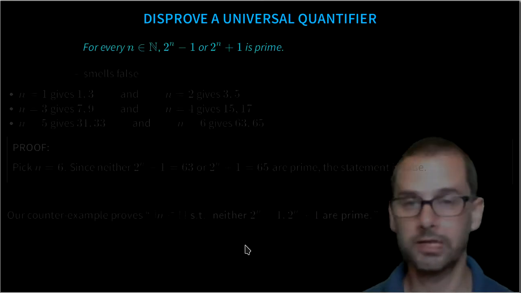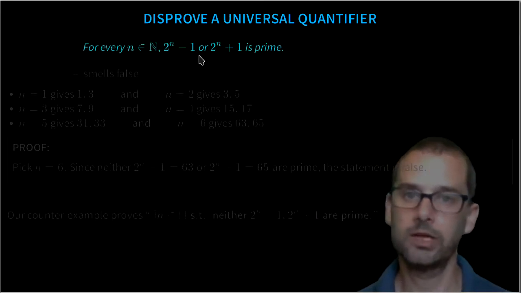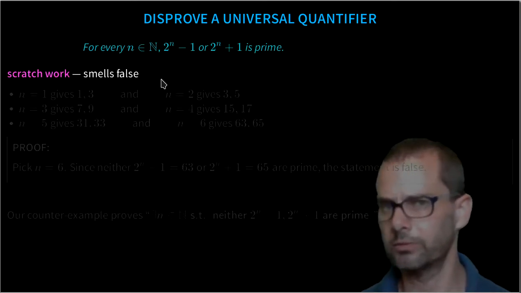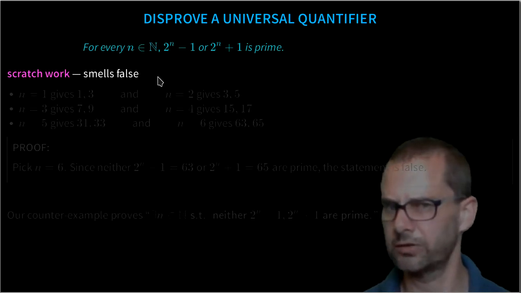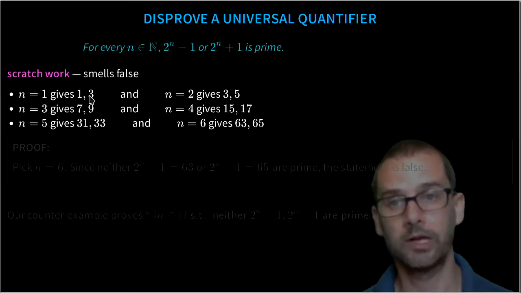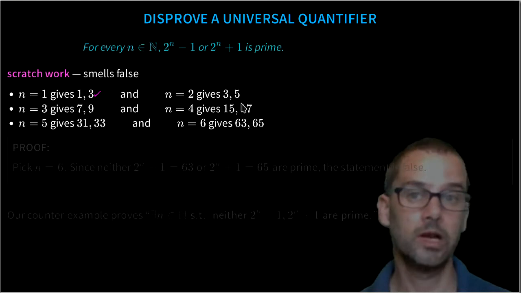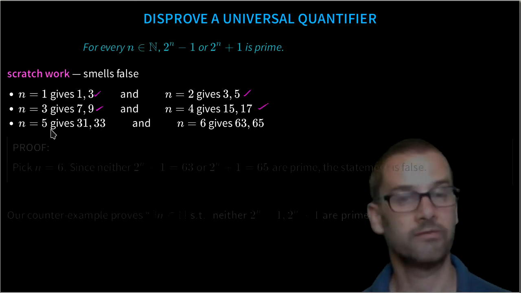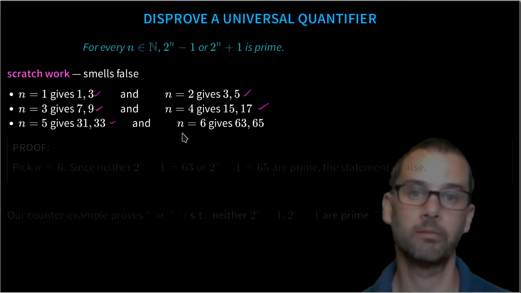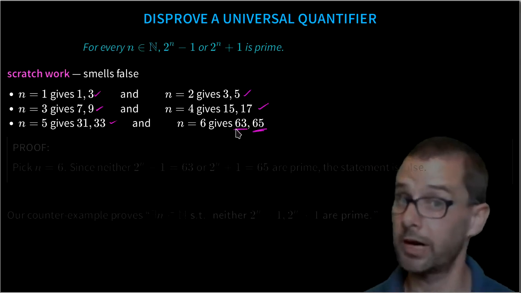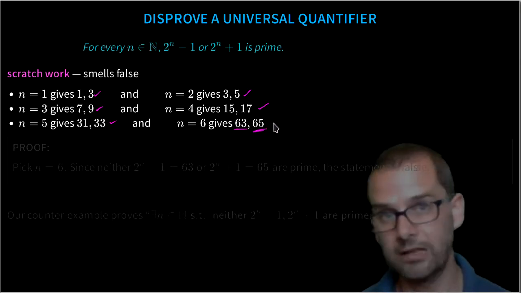So let's do some examples. For every n, 2 to the n minus 1 or 2 to the n plus 1 is prime. Scratch work: if we play around with this a little, we realize this is actually wrong; it sort of smells false. Let's plug in the first few values of n. When n equals 1, we get 1 and 3; 3 is prime. N is 2, we get 3 and 5, both prime. N is 3, 7 and 9; 7's prime. 4, we get 15 and 17; 17's prime. 5, 31 and 33; 31's prime. But when n equals 6, we get 63 and 65. 63 is divisible by 7, and 65 is divisible by 5, so neither of them is prime.